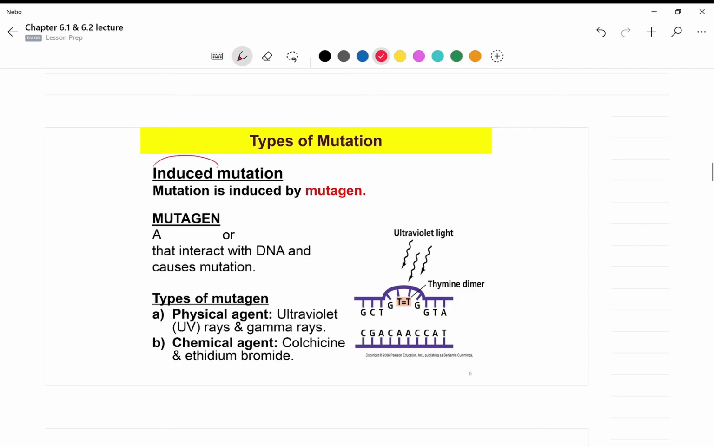The second type of mutation is induced mutation. So this is contrary to the first type. With induced mutation, we induce the mutation using mutagen. Kita suruh mutation itu berlaku. So mutagen kita ada dua jenis. Kita ada mutagen yang physical, kita ada yang jenis chemical. So kalau physical ini seperti UV rays ataupun gamma rays ataupun X-rays. Kalau chemical agent pula, kita boleh ada colchicine ataupun ethidium bromide.